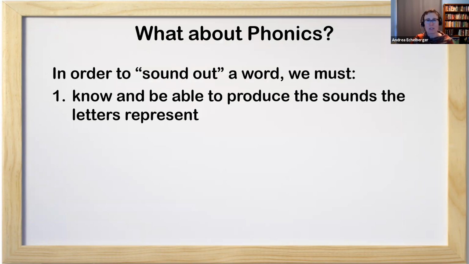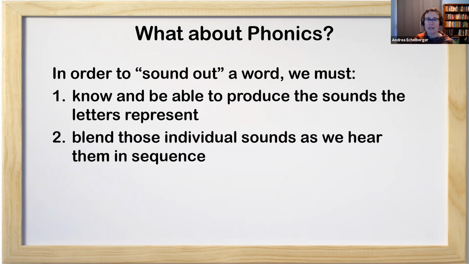So to start out, what are we talking about when we are talking about phonics? When somebody comes across a word that they're unfamiliar with, phonics is when we say, okay, can you sound it out? In order to sound out a word, people need to be able to do three things. Number one is know and be able to produce the sounds the letters represent. So we have the letter C, that means k.